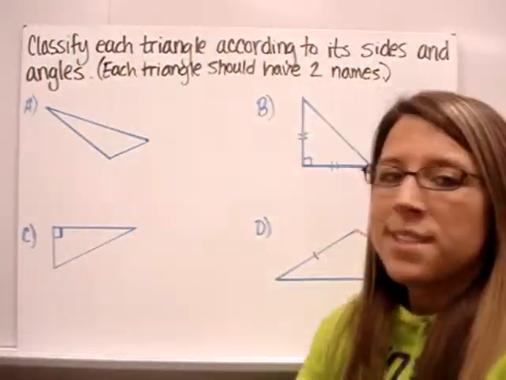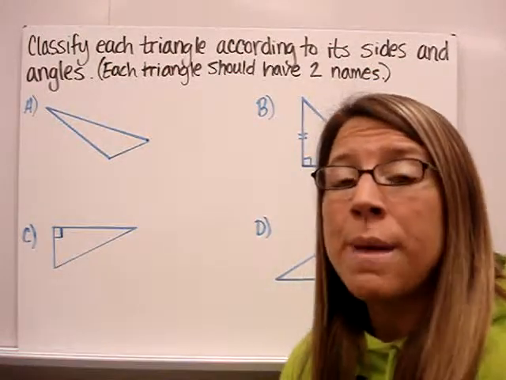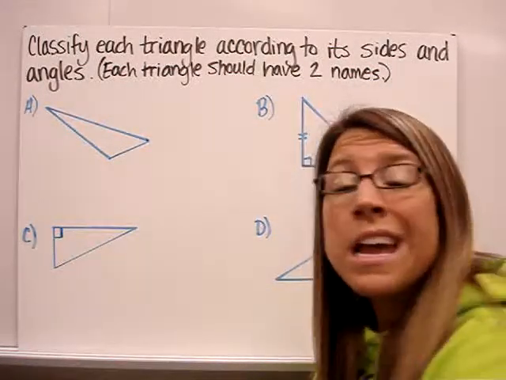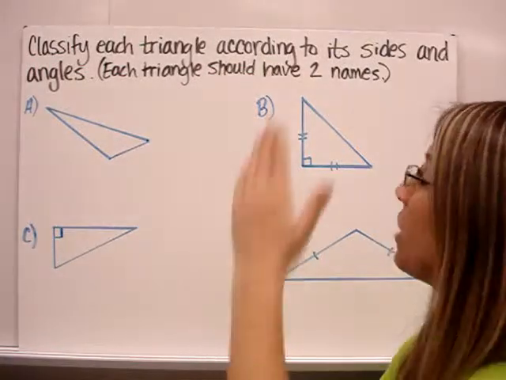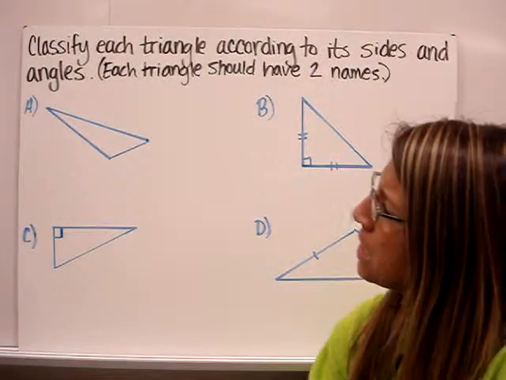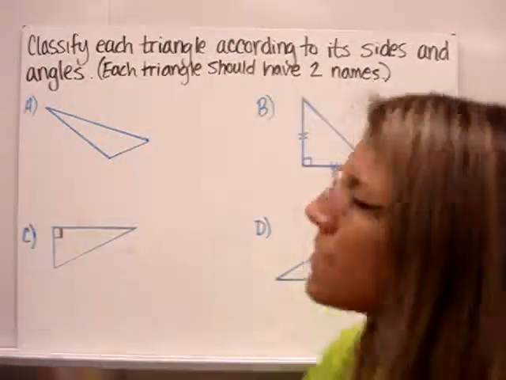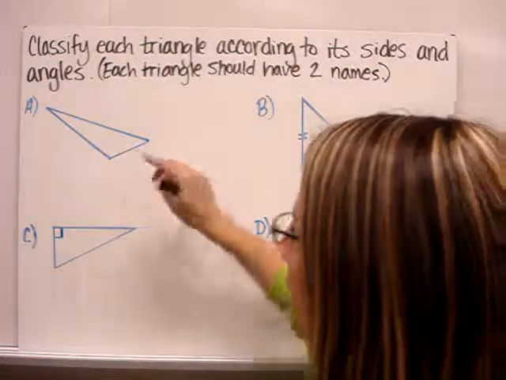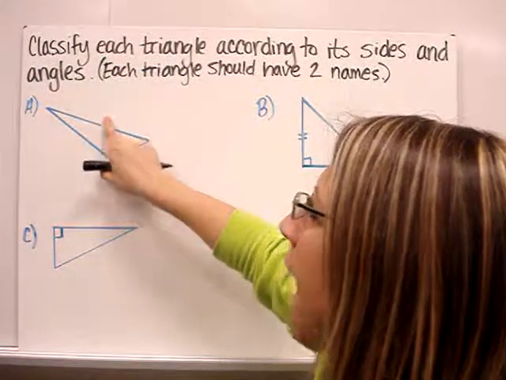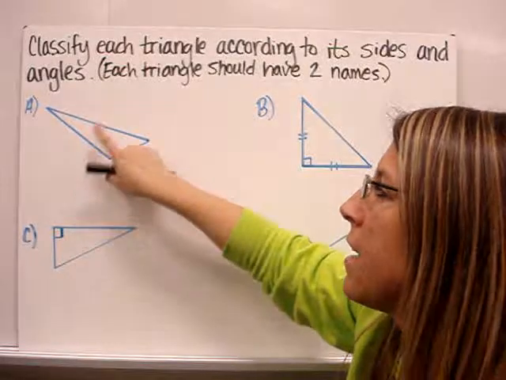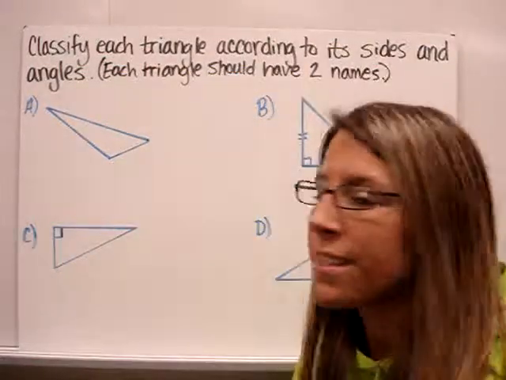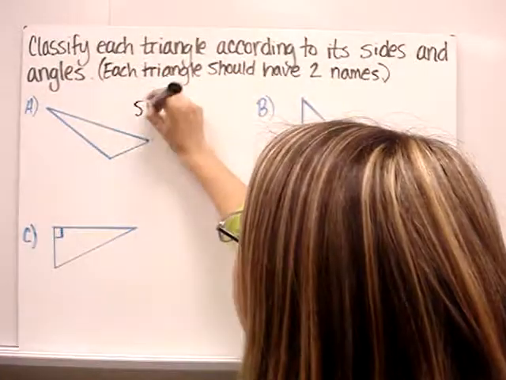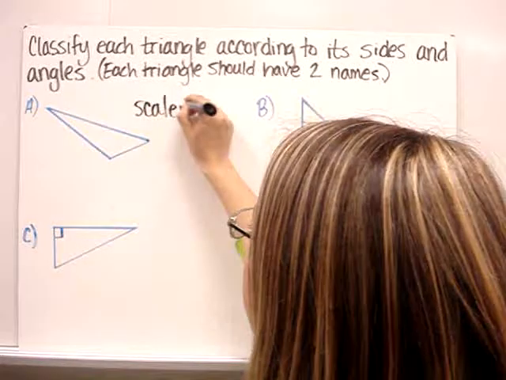So we're just going to practice a little bit, and we're going to classify each triangle based on the length of its sides and the measure of its angles. Each of these should have two names. So if I look at this triangle, I don't see any tick marks, but it doesn't look to me like any of the sides are the same length. If the sides are all different lengths, the first name we can give this is scalene.